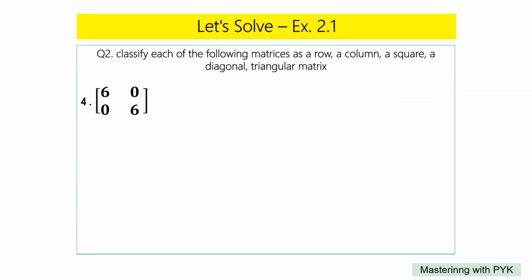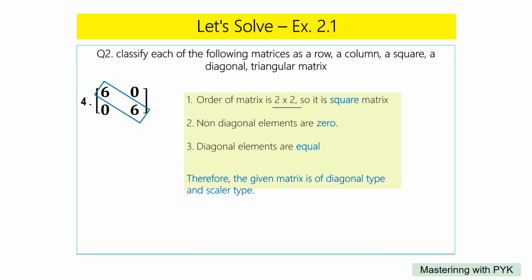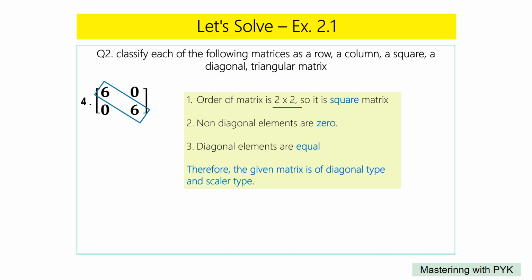Question number 4. The order of the matrix is to be identified first. So the order of the matrix is 2 by 2. So it is a square matrix. Non-diagonal elements are 0 and diagonal elements are equal, right? Therefore, the given matrix is a diagonal type and a scalar type.